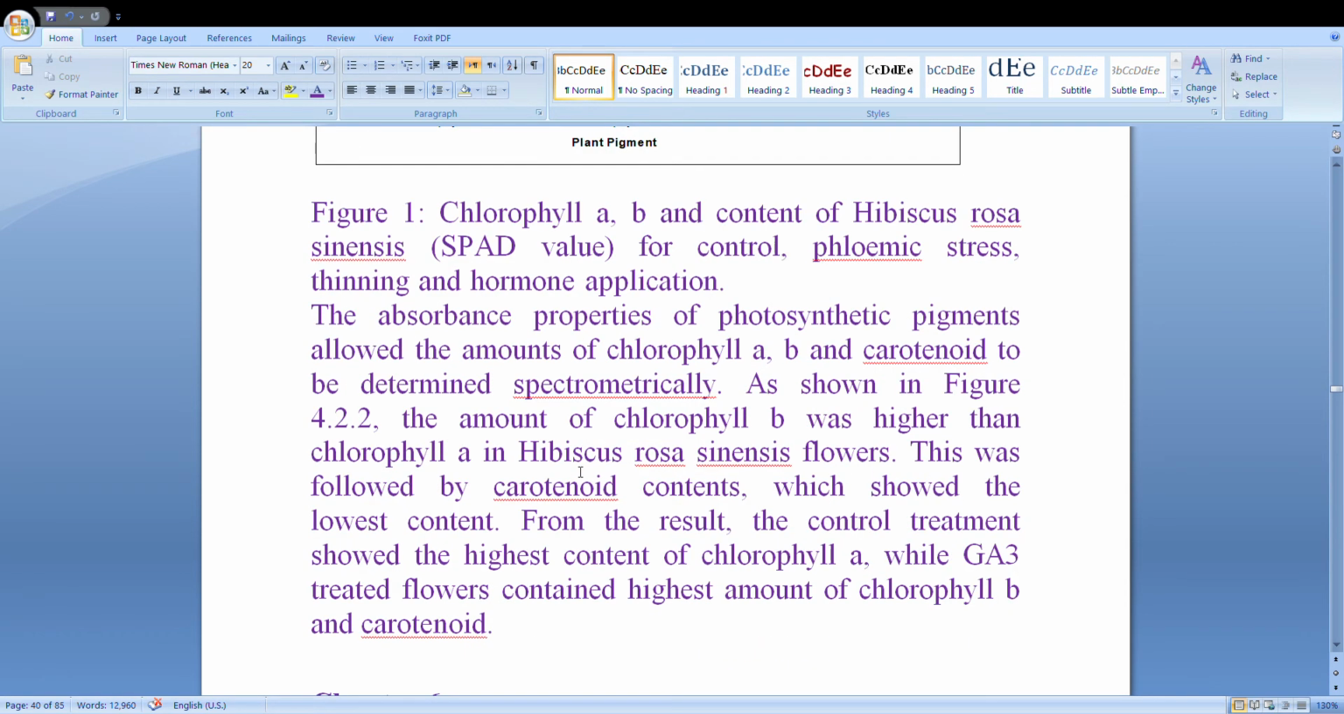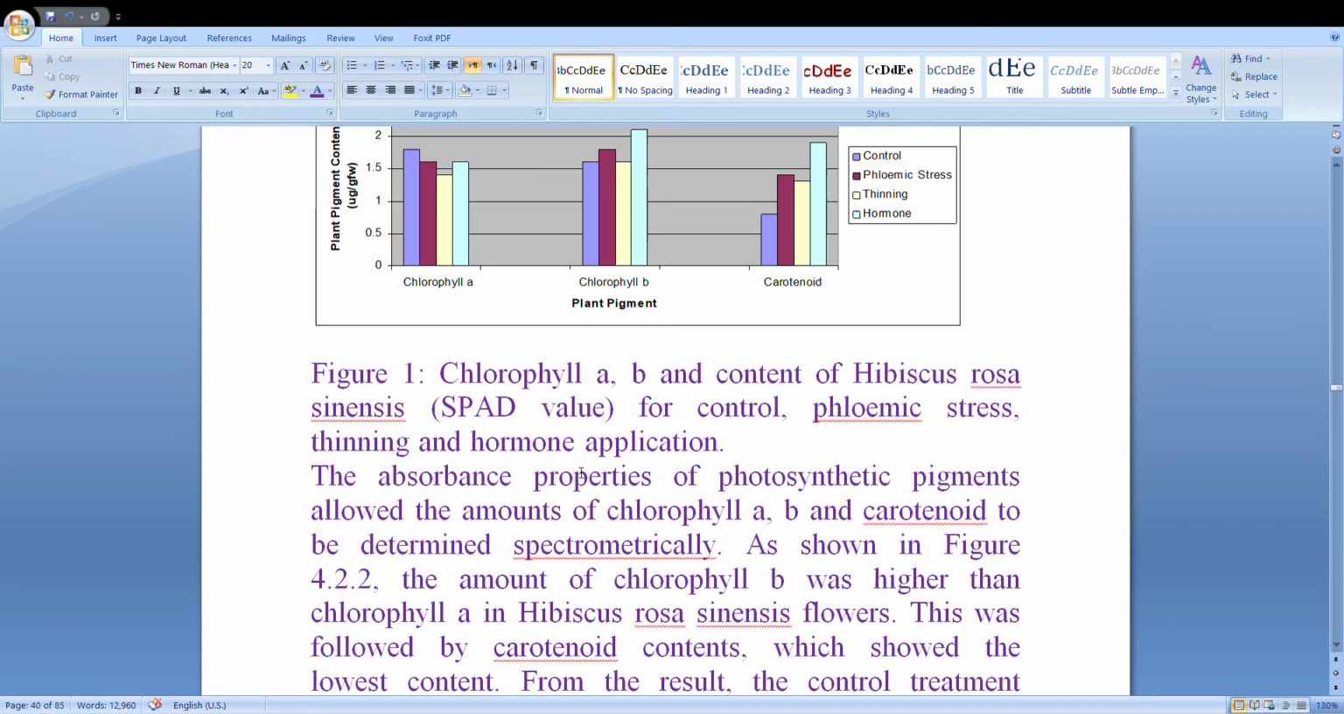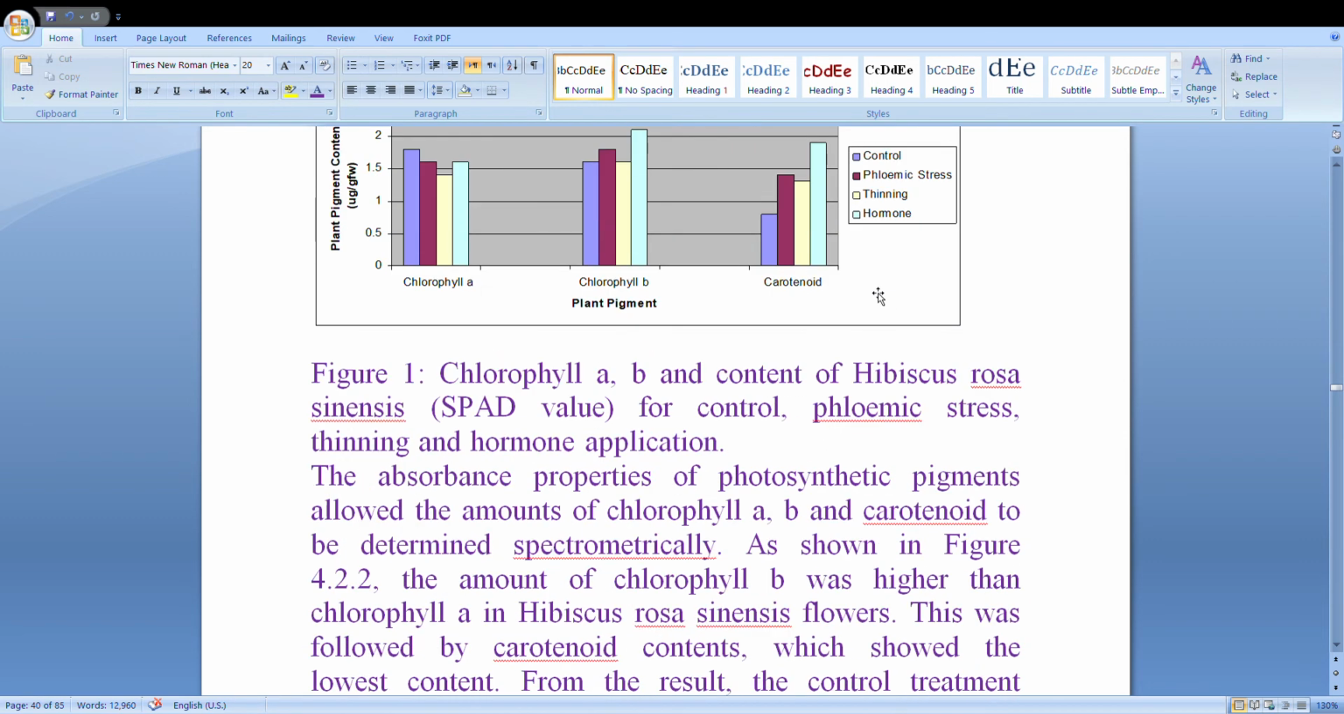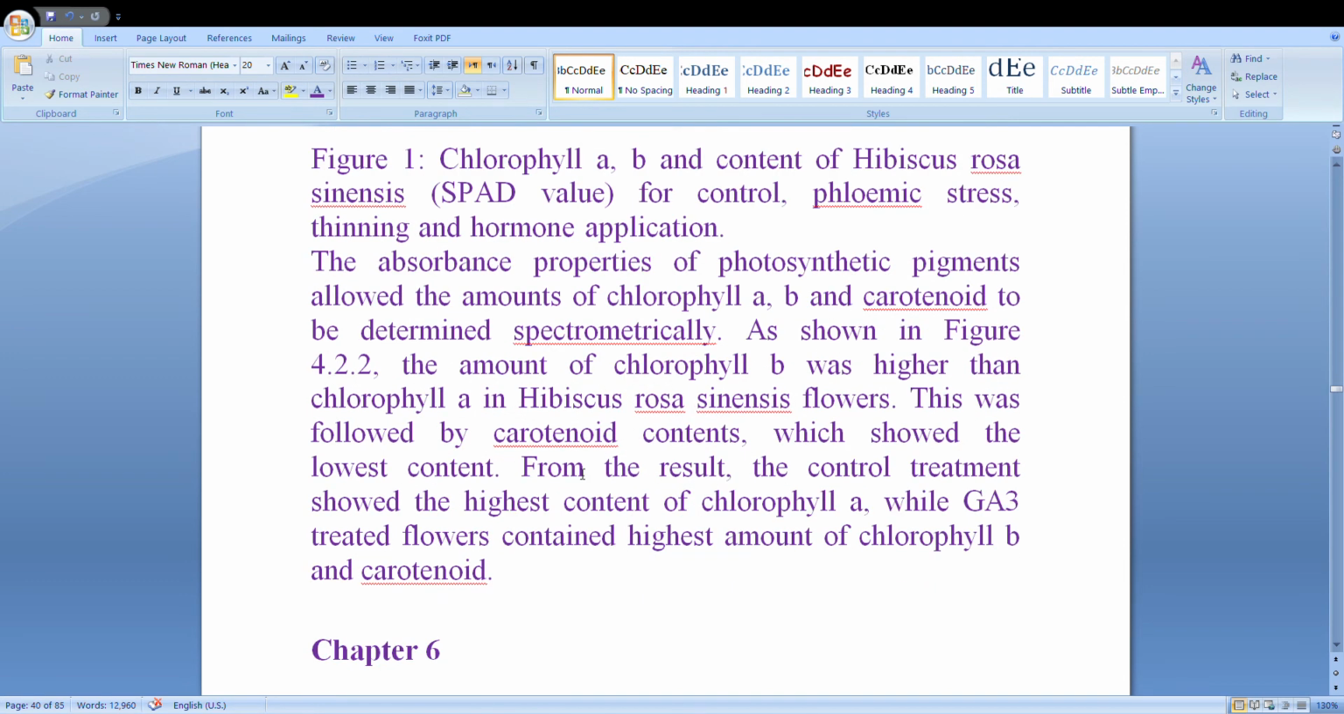So this is the most important topic. Also you can see this plant has a very good red color. When color is very good, then carotene content will be good. It means antioxidant will be very good. The amount of chlorophyll B was higher than chlorophyll A in the hibiscus rosa-sinensis flower. This was followed by the carotene contents, which showed the lowest content. The control treatment showed the highest amount of chlorophyll A, while the J3 treated flower contained the highest amount of chlorophyll B and carotenoid.